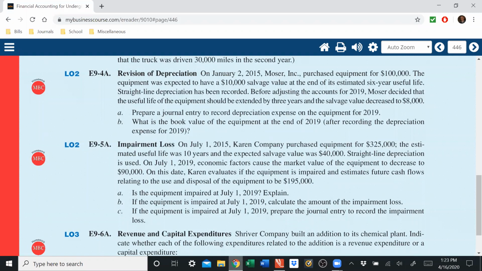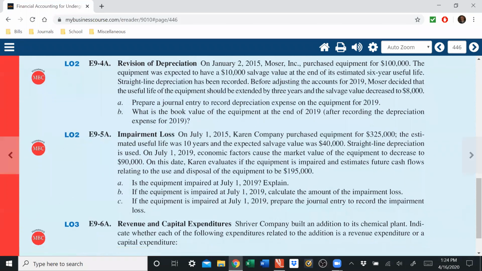Let's do exercise 9.5a, impairment loss. On July 1st, 2015, Karen Company purchased equipment for $325,000. The estimated useful life was 10 years. Salvage value estimated to be $40,000. Straight line depreciation is used. On July 1st, 2019, economic factors caused the market value of the equipment to decrease to $90,000.